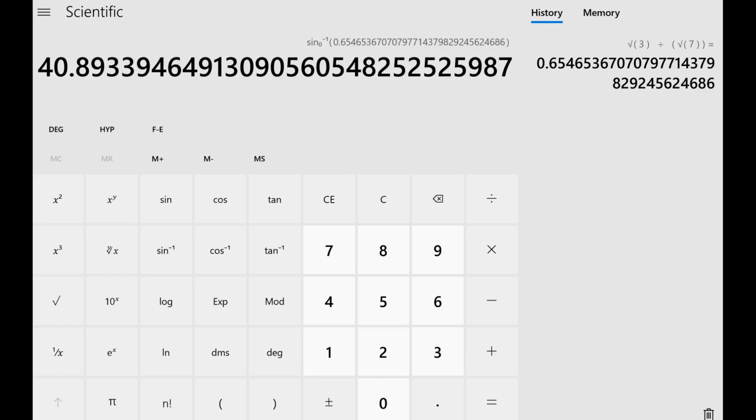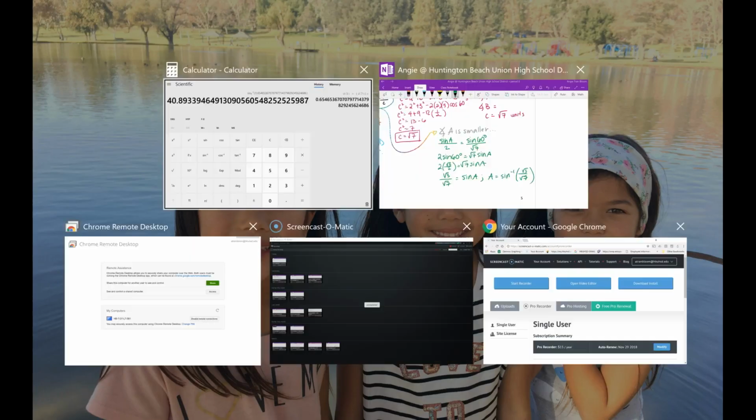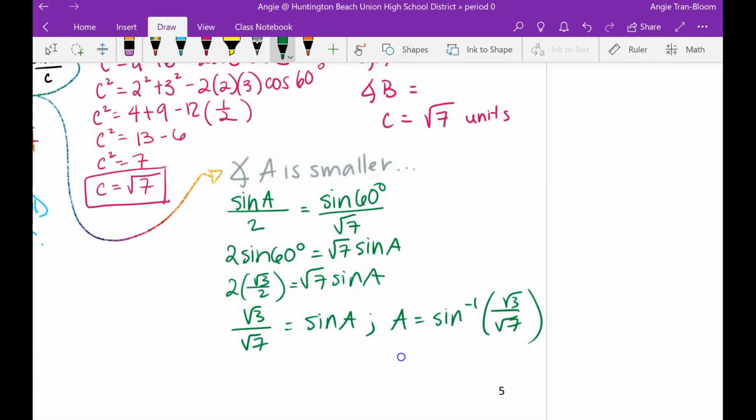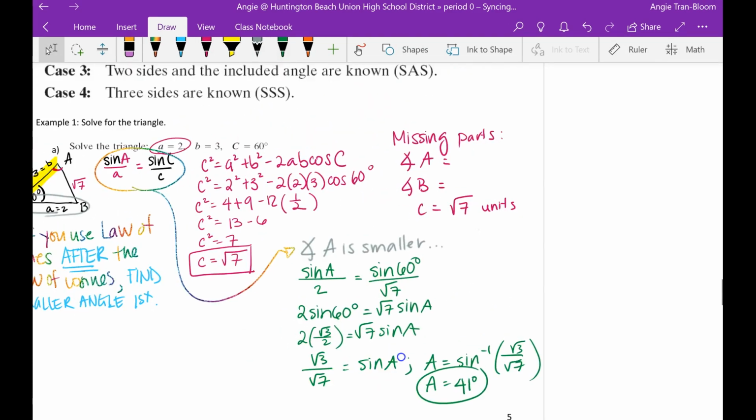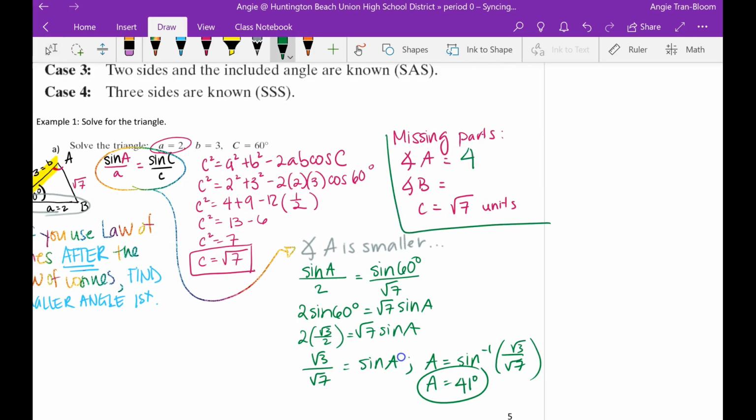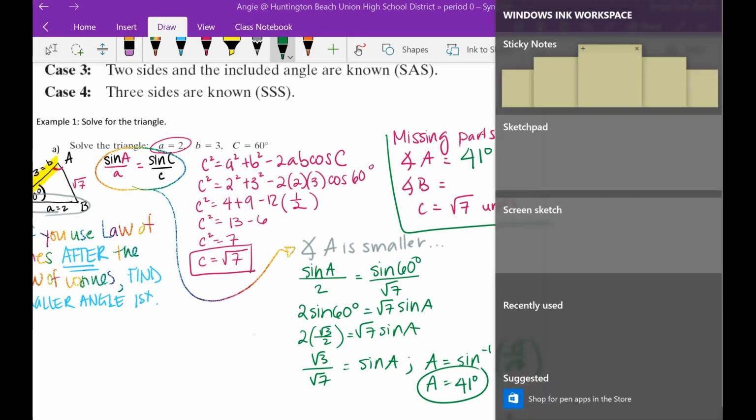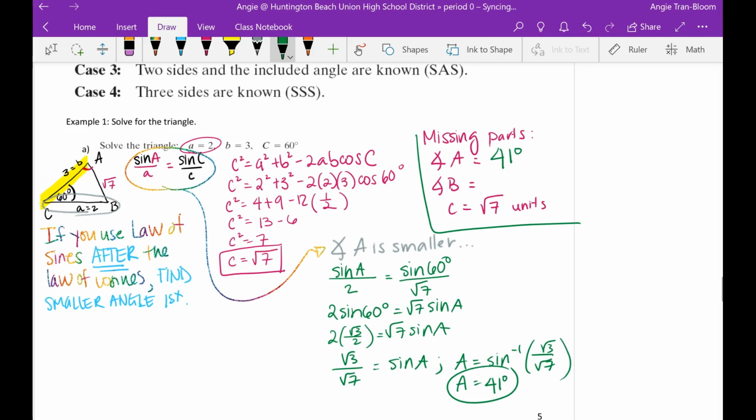So angle A right now, if I'm rounding to whole degrees, is going to be 41 degrees. Okay, class? So angle A equals 41 degrees. Let me move that into my box. Missing parts: 41 degrees. Angle B is easier to solve because you already have angle C and angle A is 41. So 180, take away 41 degrees, take away 60 degrees. That's going to leave you with 79 degrees for angle B. Okay, so 79 degrees, and that's how we solve that using the law of cosines.